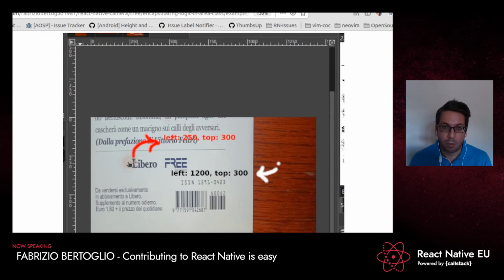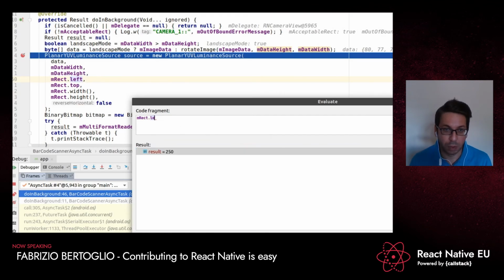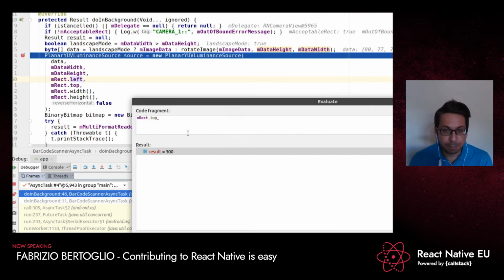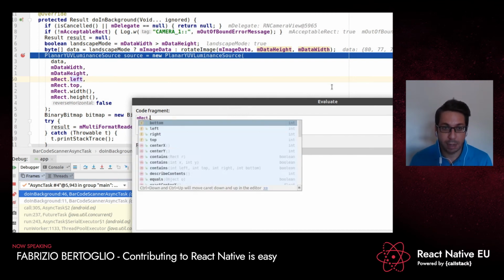And then we can see in the ruler that the left is the position of the top left corner from the left side, which is 250, and the same is the output we get when evaluating the variable. Now we display the result, mRect.top, which is 300, the distance of the top left corner from the top, as we can see in the ruler. And then we pass the width and the height of the image.